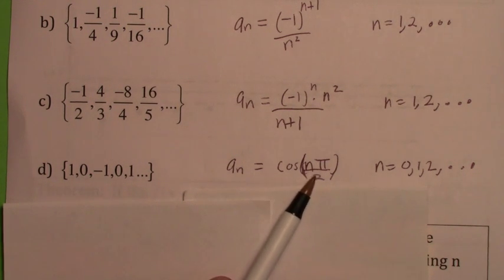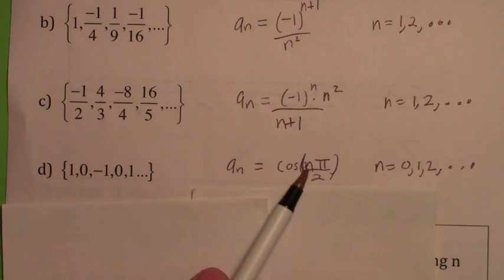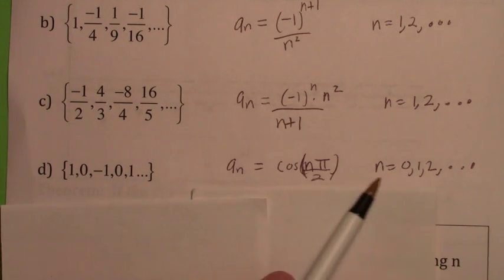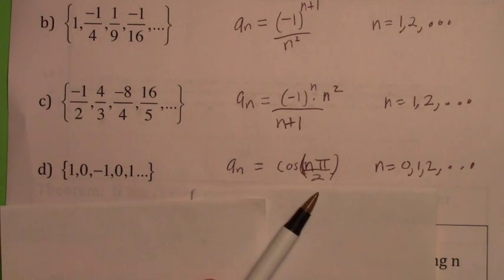You see, when n is 0, you have cosine of 0, which is 1. What about cosine when n equals 1? You have cosine of pi over 2, which is 0. And when n is 2, you have cosine of pi, which is negative 1. So this will do it. Pretty interesting, huh?